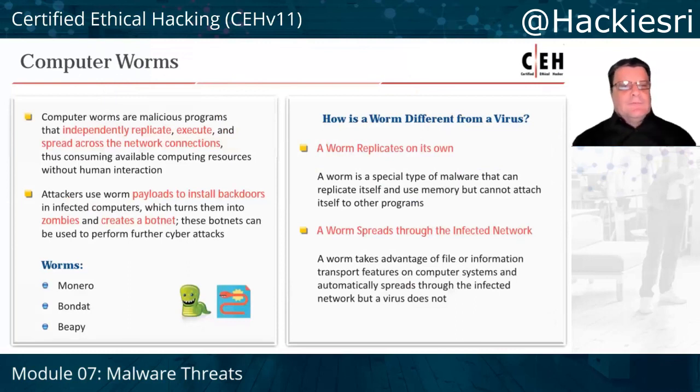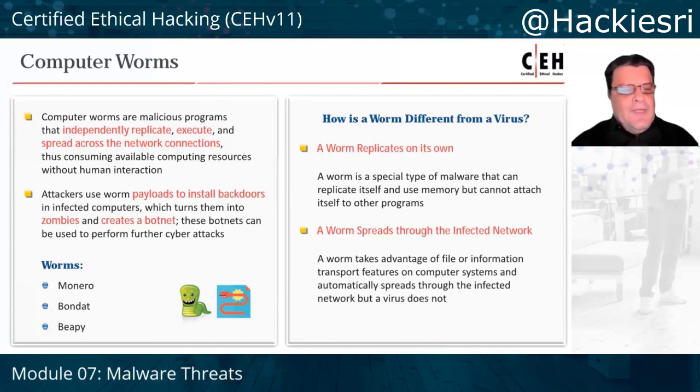Computer worms. Similar yet different. Computer worms are malicious programs that independently replicate, execute, and spread across the network connections, thus consuming available computing resources without human interaction. Good example of that is the Michelangelo virus, worm, which propagated back in 1991. So these are ancient relics, but still very, very useful. Attackers use worm payloads to install backdoors on infected computers, which turns them into zombies and creates a botnet. These botnets can be used to perform further cyber attacks.